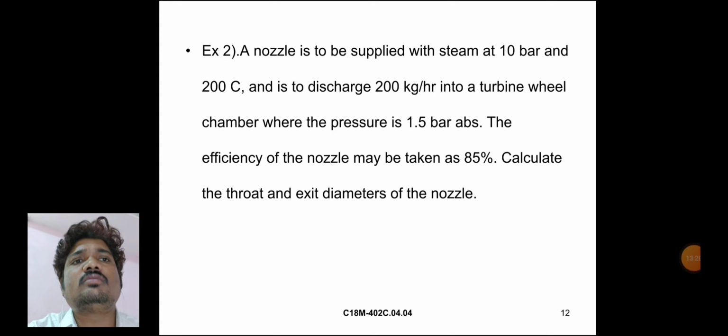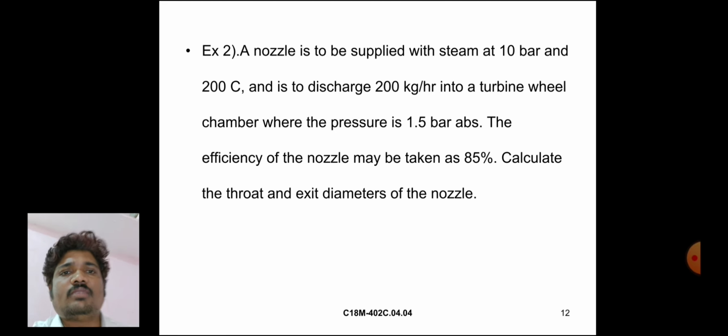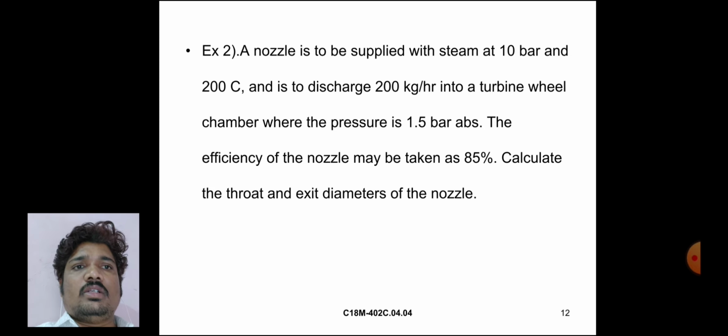A nozzle is to be supplied with steam at 10 bar and 200 degrees centigrade, and is to discharge 200 kg per hour into a turbine wheel chamber where the pressure is 1.5 bar absolute. The efficiency of the nozzle may be taken as 85%. Calculate the throat and exit diameter of the nozzle.